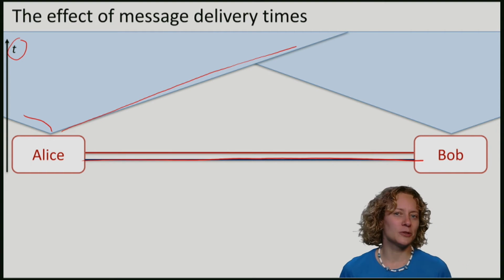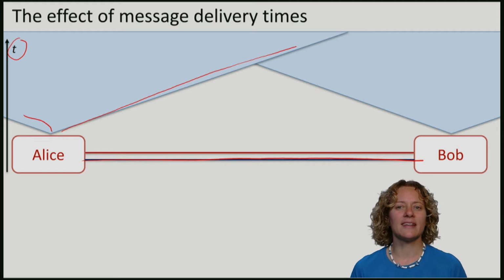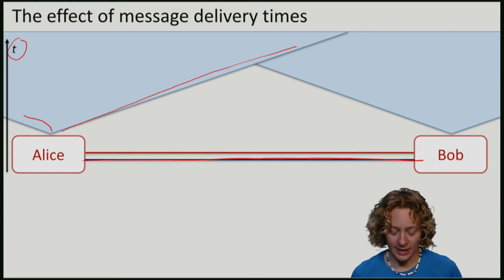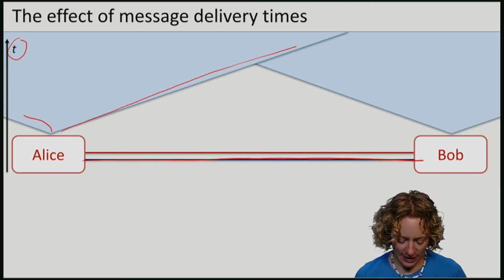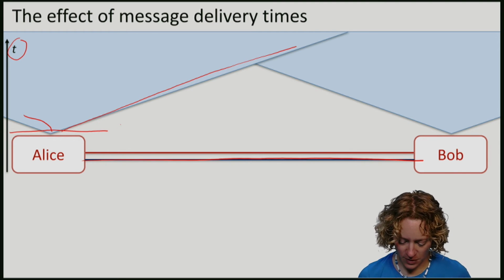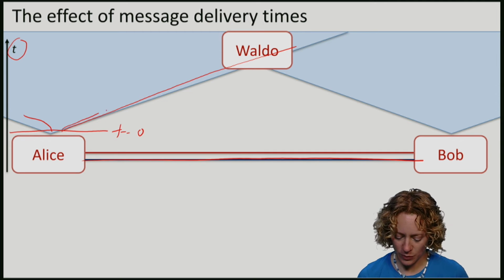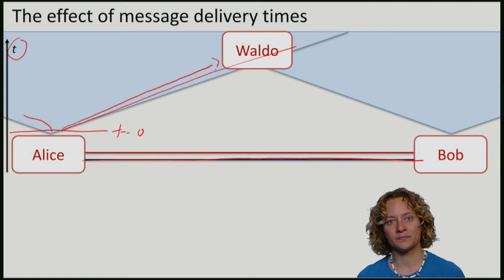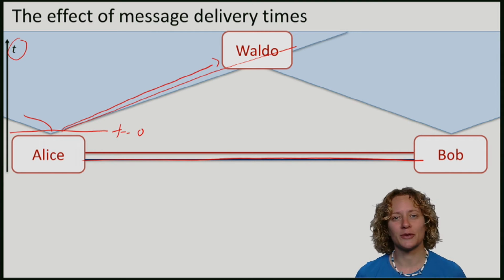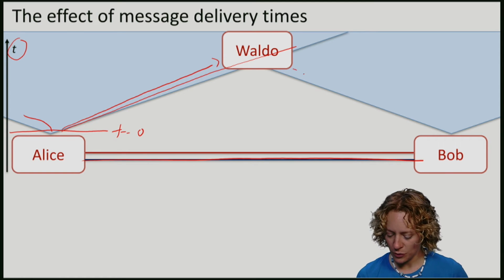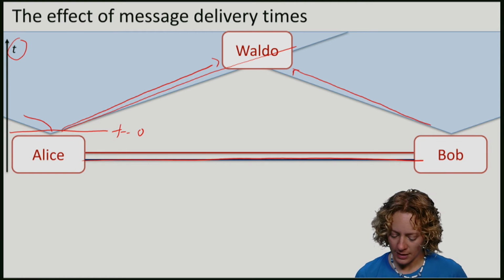If Valdo is at any location within Alice's light cone, then he can receive a message that Alice sent at this point in time. Let me call it t equals 0. So if Valdo is here, it is possible for Alice to send a message. If Valdo is in the light cone of both Alice and Bob, then he can receive messages from both of them at this particular time.